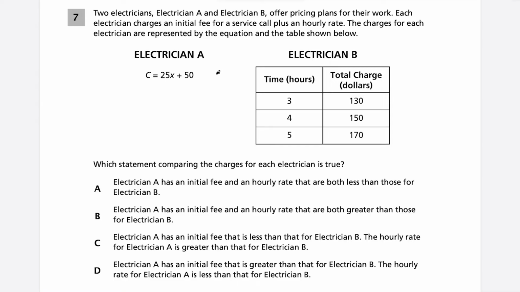Question 7. Two electricians, electrician A and electrician B, offer pricing plans for their work. Each electrician charges an initial fee for a service call plus an hourly rate. The charges for each electrician are represented by the equation and the table shown below. And we want to know which statement comparing the charges for each electrician is true.